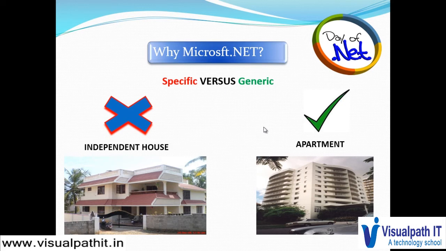I belong to a middle class family and I would like to avail all the amenities. Since I cannot invest a high amount of money in an independent house, I would like to go for a generic architecture, that is an apartment. If you see here, something which is generic, something which is shareable, is being absorbed better than a specific one.